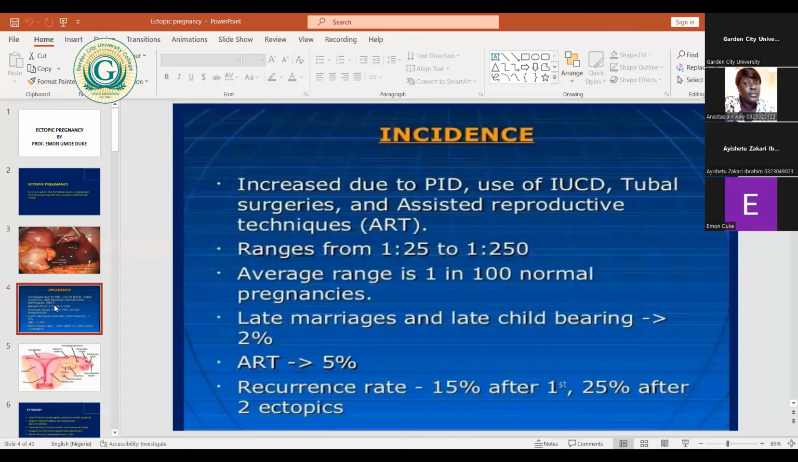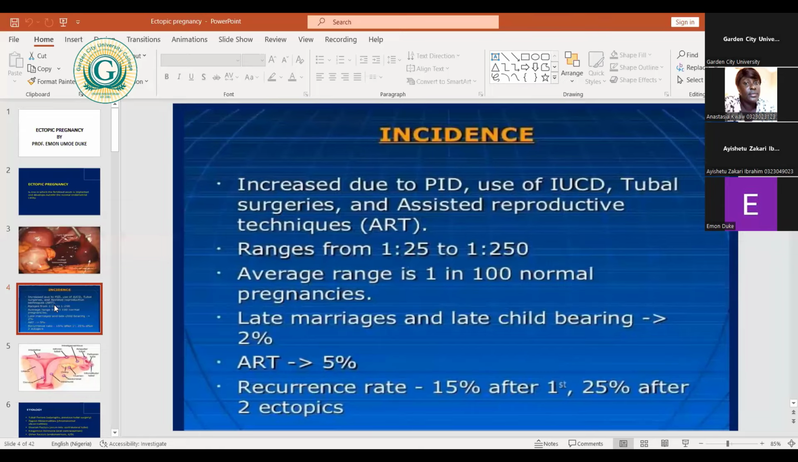Okay. So it could be due to the use of IUCD, it could be due to tube surgery or even the assisted reproductive technique that can cause ectopic pregnancies. And then we have the incidence ranging from 1 in 25 to 1 in 250 pregnancies. The average range is 1 in 1,000 pregnancies. When you give that ratio, we're talking about normal pregnancies.